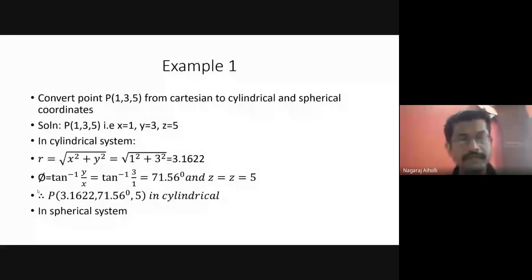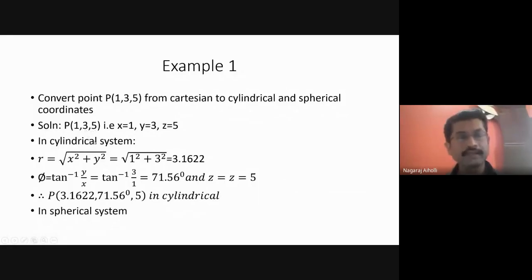The given point is P of 1, 3, 5. What it means? x equal to 1, y equal to 3, z equal to 5. This is in Cartesian, very much clear, because they are all Cartesian coordinates x, y and z.